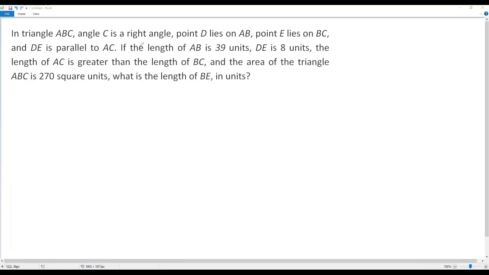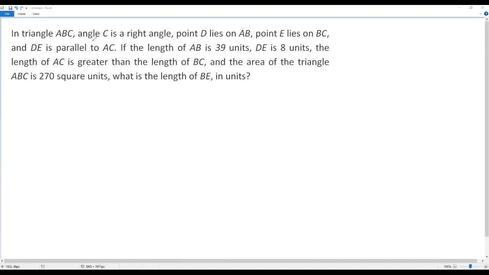Here we have a SAT math problem. Okay, let's go to the question. In triangle ABC, angle C is a right angle. Point D lies on AB, point E lies on BC, and DE is parallel to AC. If the length of AB is 39 units, DE is 8 units, the length of AC is greater than the length of BC, and the area of the triangle ABC is 270 square units. What is the length of BE in units?